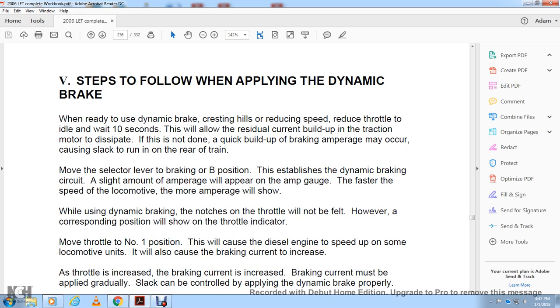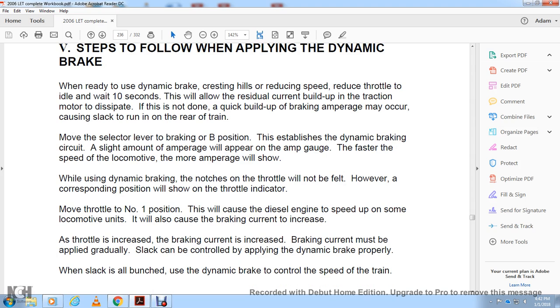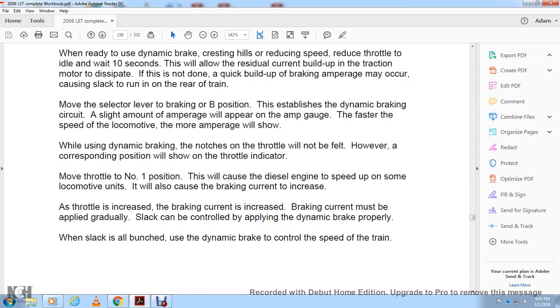Move the throttle to number 1 position. This will cause the diesel engine to speed up on some locomotive units. It will also cause the braking current to increase. As the throttle increases, the braking current is increased. The braking current must be applied gradually. Slack can be controlled by applying the dynamic brake properly. When slack is all bunched, use the dynamic brake to control the speed of the train.